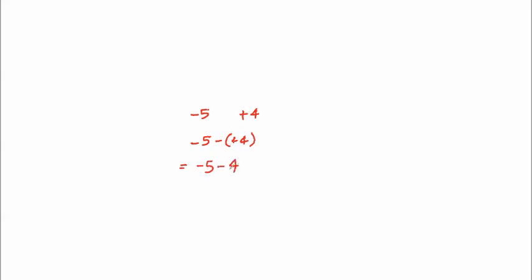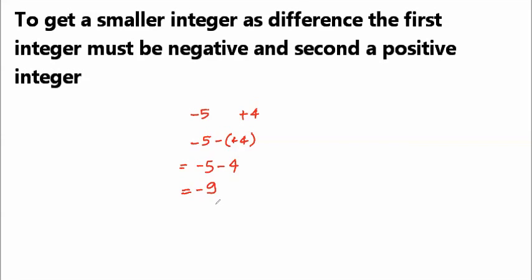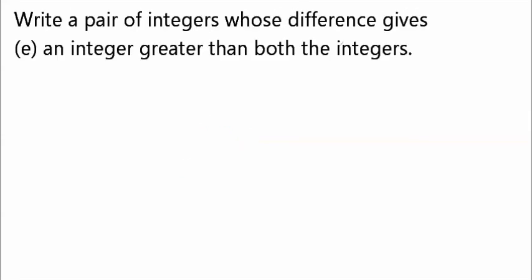And now we see both are minus signs, so it will be addition. 5 plus 4 is 9, and the sign of the greater number 5 here is minus. So we get minus 9, which is going to be smaller than both +4 and -5. So what we need is the first number has to be a negative number and the second number has to be a positive number.